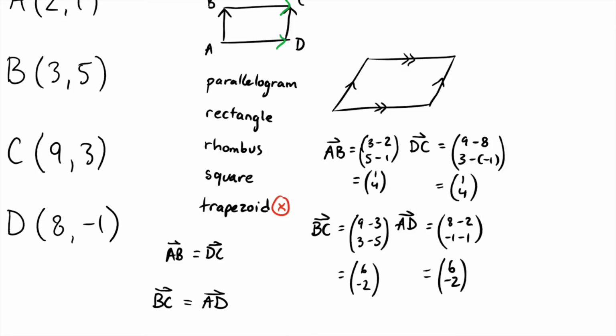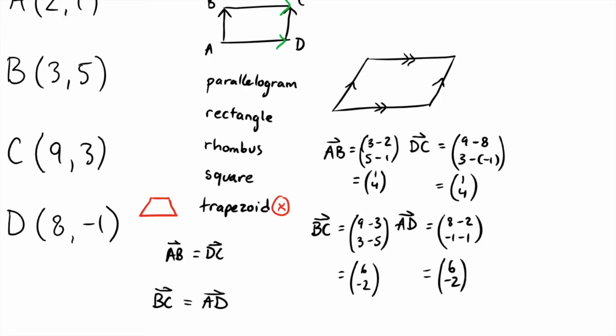So because opposite sides have vectors that are equal to each other, I know that they're parallel. They're going in the same direction. A trapezoid, though, has only one set of parallel sides. And since both sets of opposite sides match up and are parallel with each other, I know that it can't be a trapezoid. So I've ruled that one out.